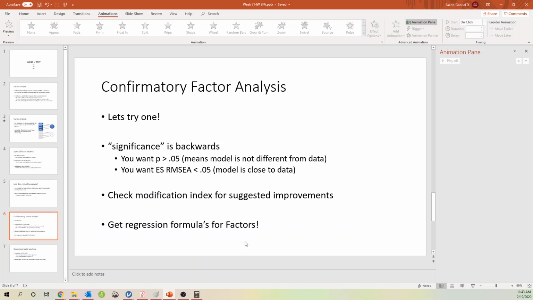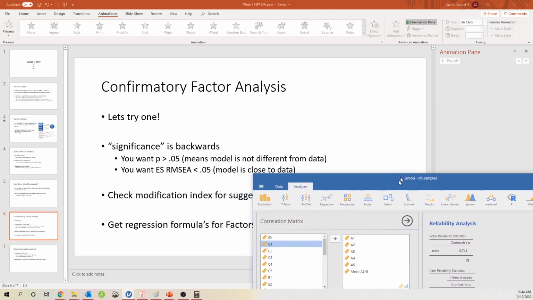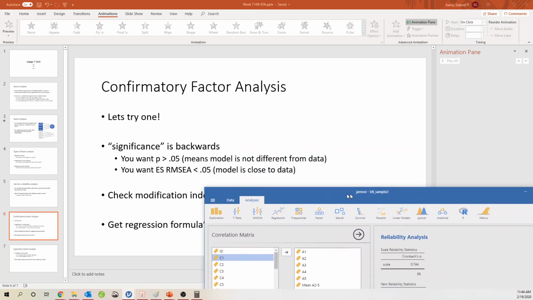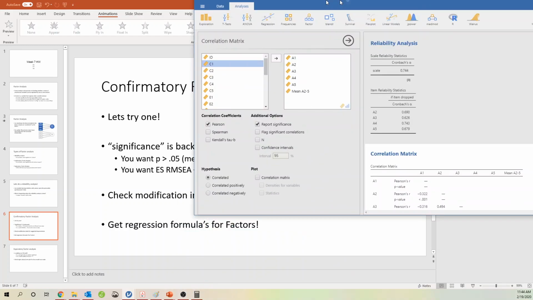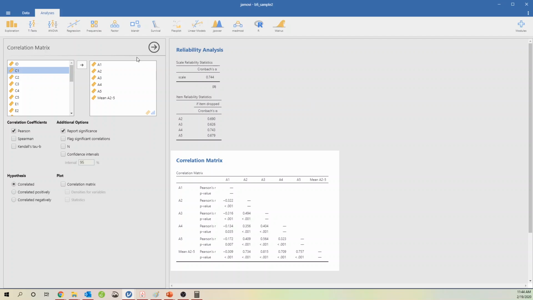Okay, so just talking about it is not really going to give you the best understanding. Let's go through and notice these three things: the significance of the CFA, the modification index, and the regression formula, and just understand what the CFA is going to do for us.